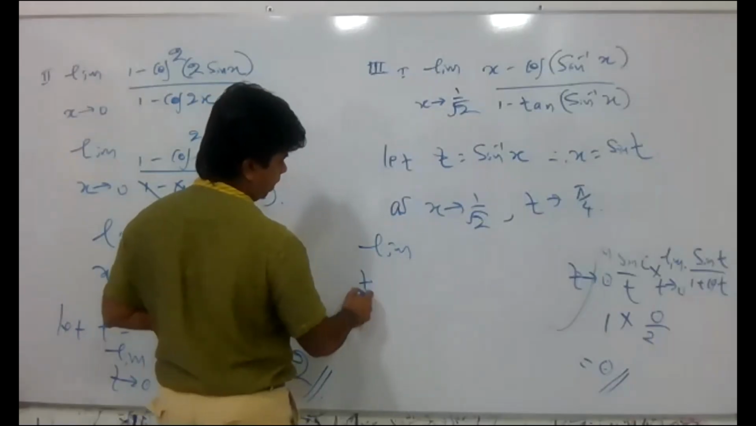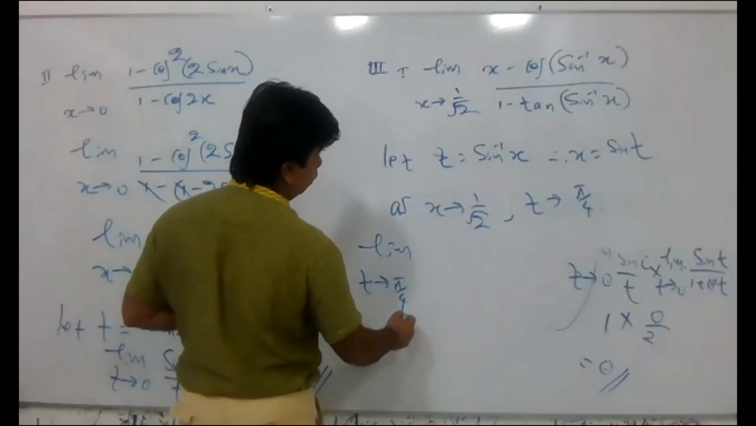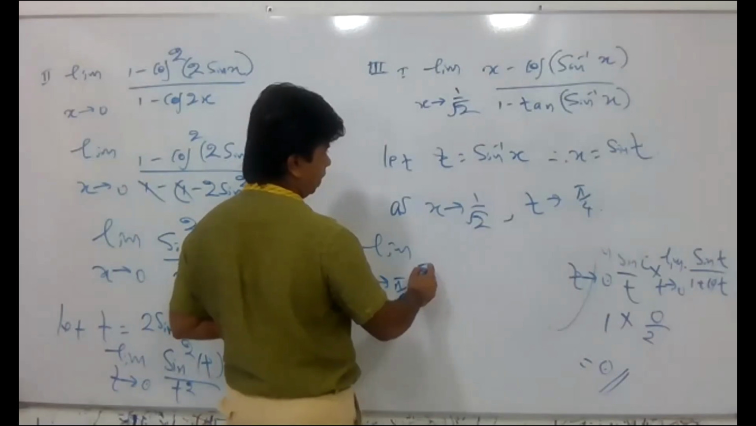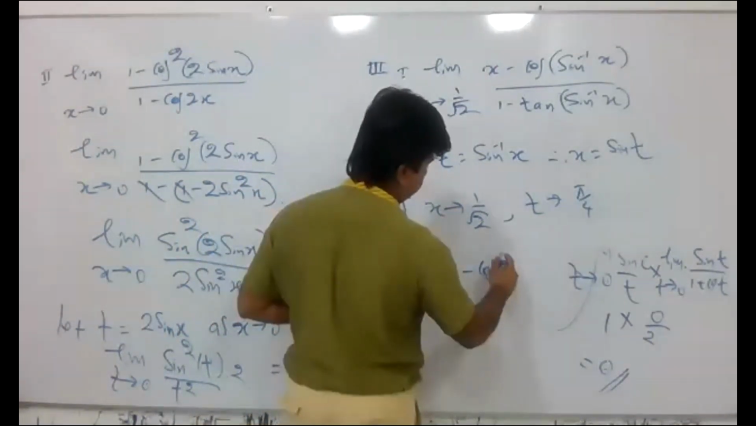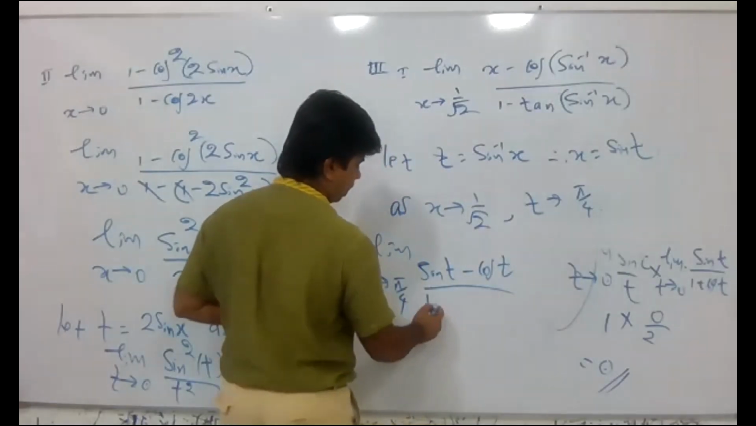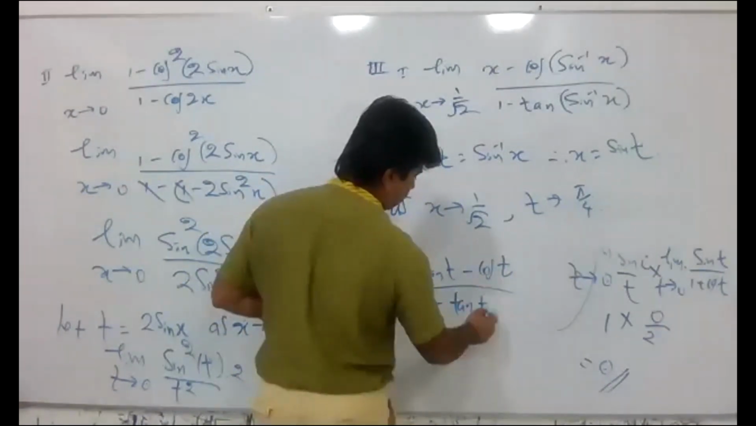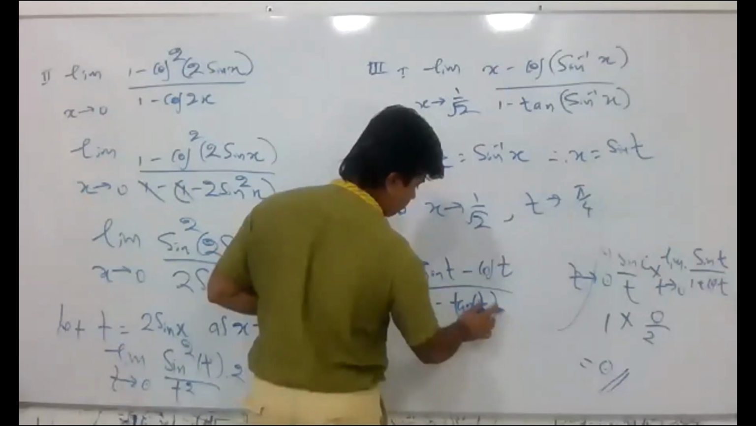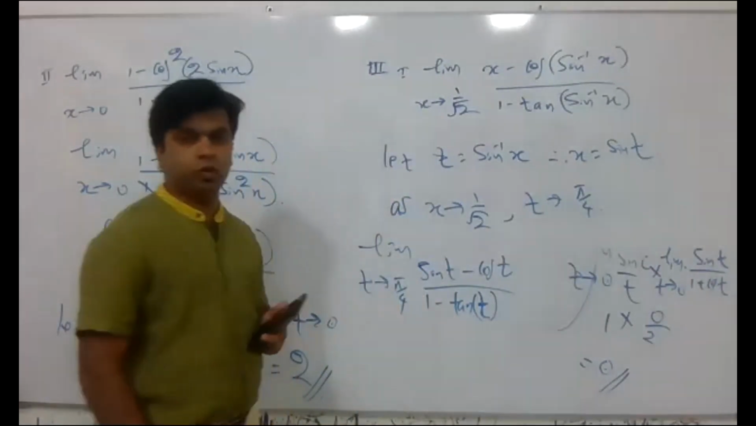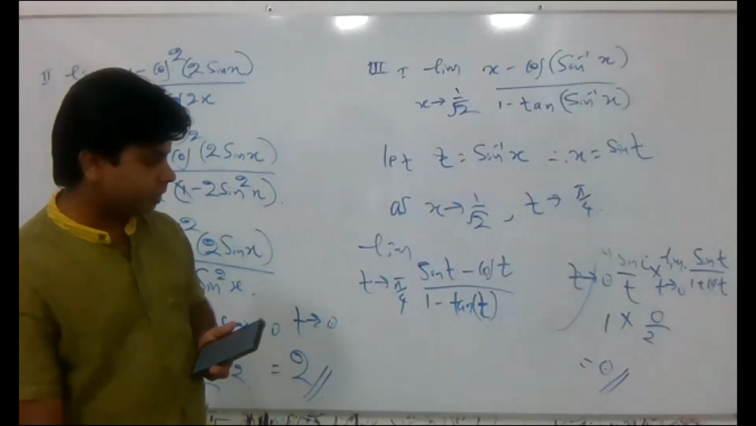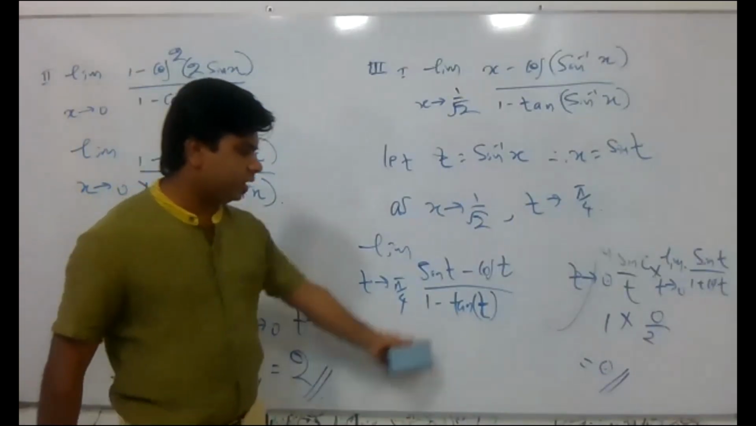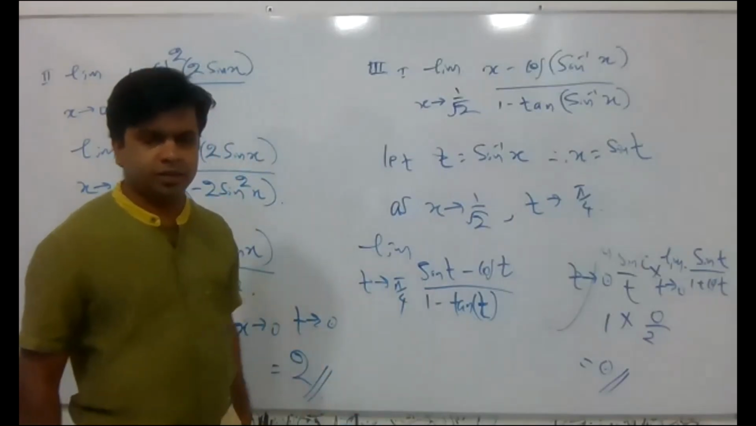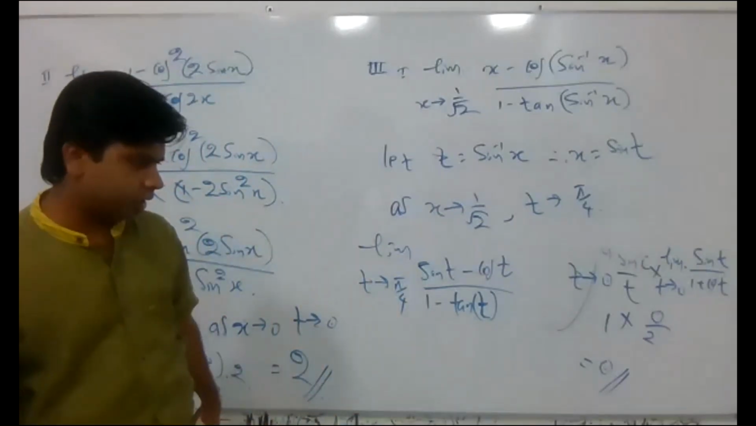Therefore, you can write limit t goes to pi by 4, and x means sine t, so (sine t minus cos t) divided by (1 minus tan t). I think you can manage now. Write down tan as sine over cos, then you can get the answer. Clear?